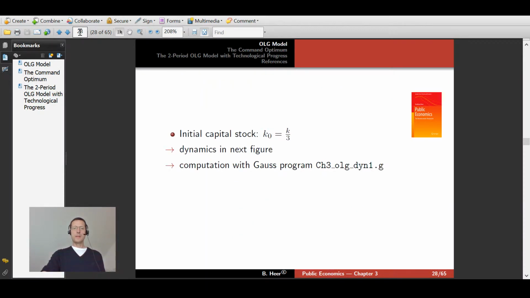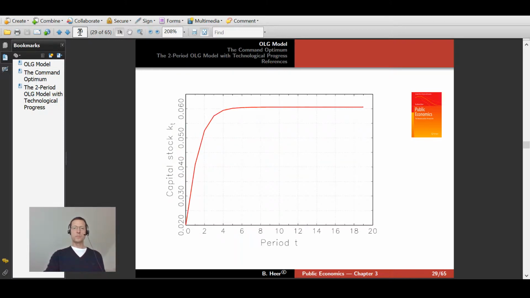Now our dynamic problem is to compute the transition dynamics for the initial value of the capital stock given by K0, and we choose K0 to be equal to 1/3 of the steady state capital stock. The resulting dynamics are presented in the figure on slide 29, and as you can see the convergence is smooth. Starting from 0.02 in period 0, within 3 or 4 periods the capital stock almost converges to the new steady state value of 0.06.